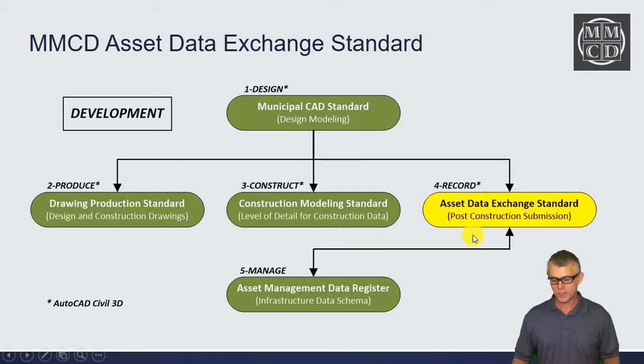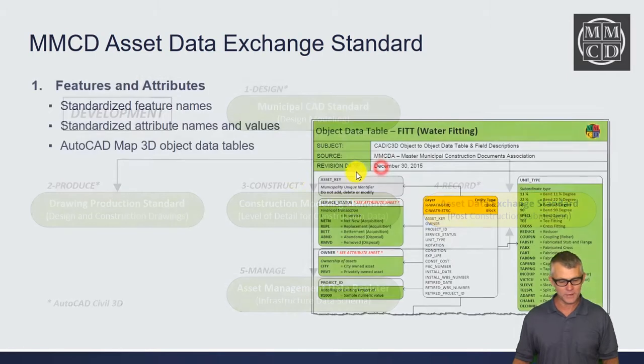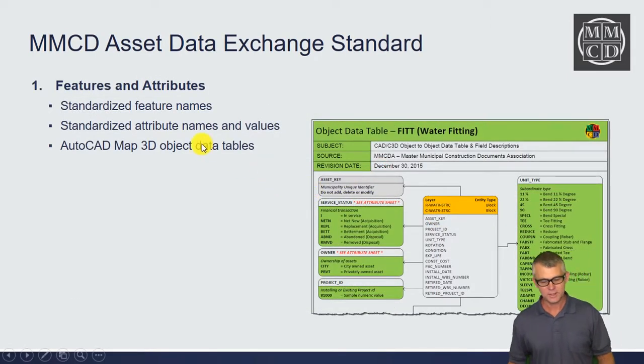The Asset Data Exchange Standard. So once again, life cycle management is all about having information on your assets. And once again, the best time to collect that information is at the time of commissioning. So when the project is being designed, that's when we submit the data. And if we look at the Asset Data Exchange Standard, it's essentially a bunch of object data tables in Civil 3D. The object data table is a Map 3D function, which is part of Civil 3D, and it describes features and attributes.